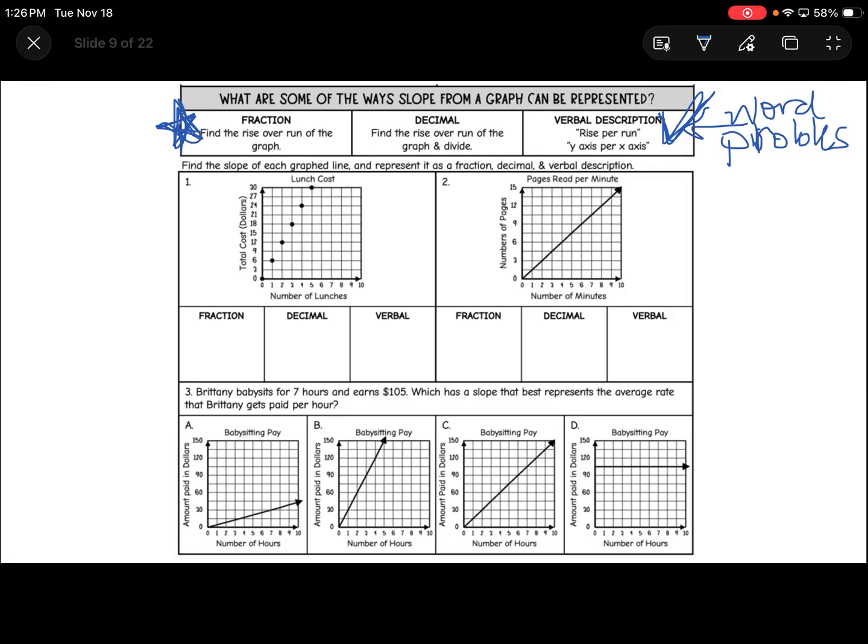I don't love decimals. I'm not saying you can't do it, but we are never going to change the slope on a coordinate plane to a decimal. We are always going to leave it as a fraction. The only time I ever turn it into a decimal is if I'm needing it for a word problem. And you'll see an example here in a second.